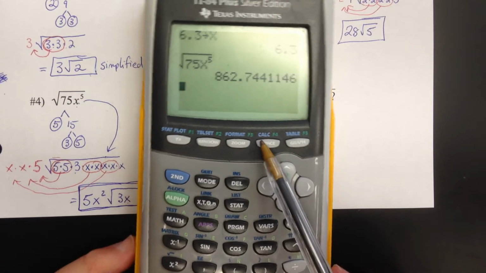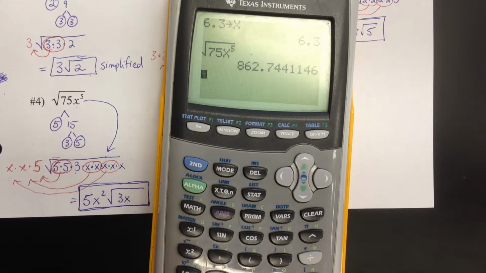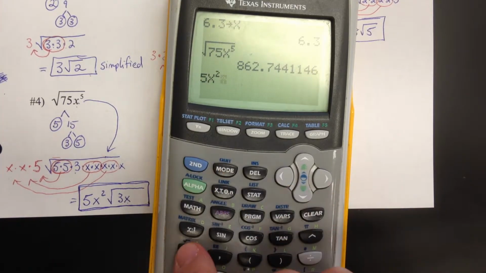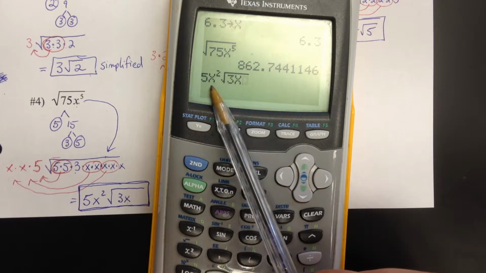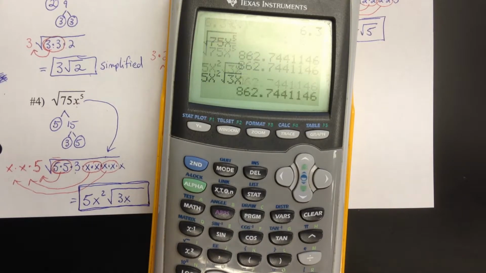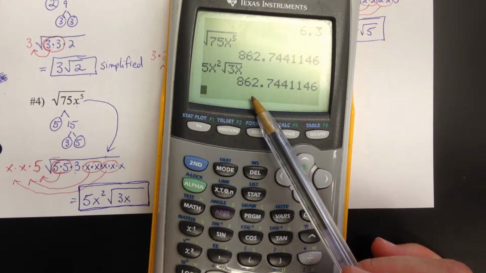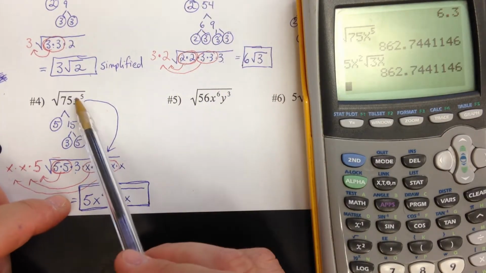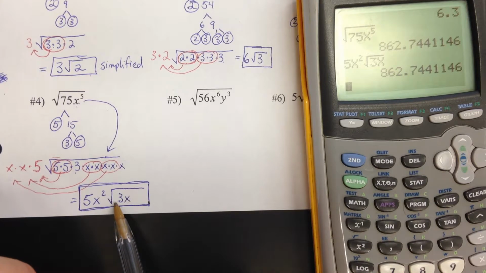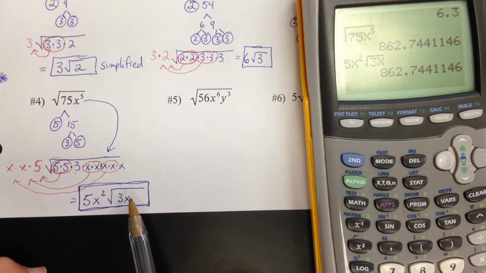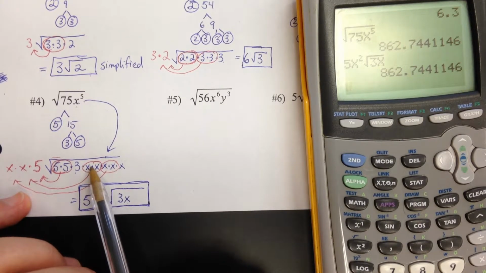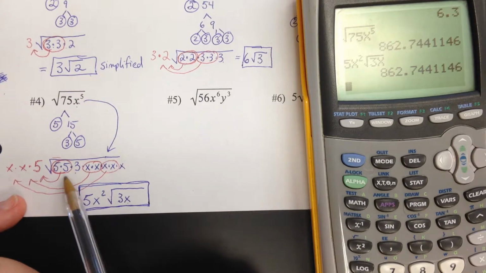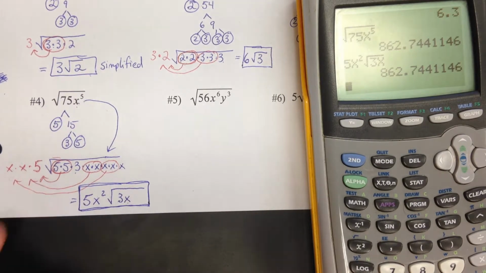What I care about is that if I type my answer, which was 5x squared, that was outside, and then square root 3x. If I get the same value, then that means that this answer is correct. This is simplified. And I hit enter, and we get the same thing. So what that means is that these two expressions are equal to each other. This is simplified. So if you see a variable, don't get all confused about it. We're going to treat it just like we do with a number. If you see a pair, that's a perfect square, so we can pull it out. And when you pull out the pair, you write the number one time.